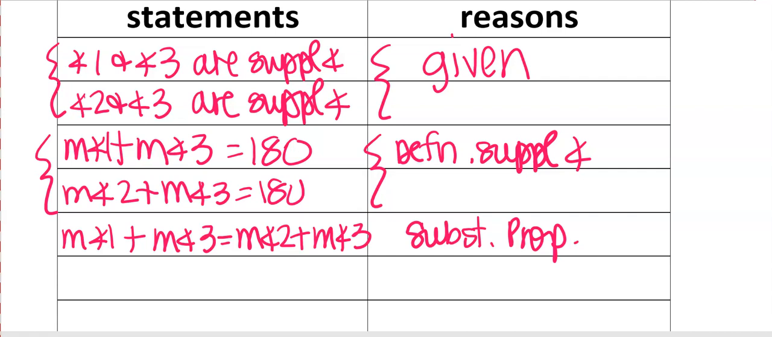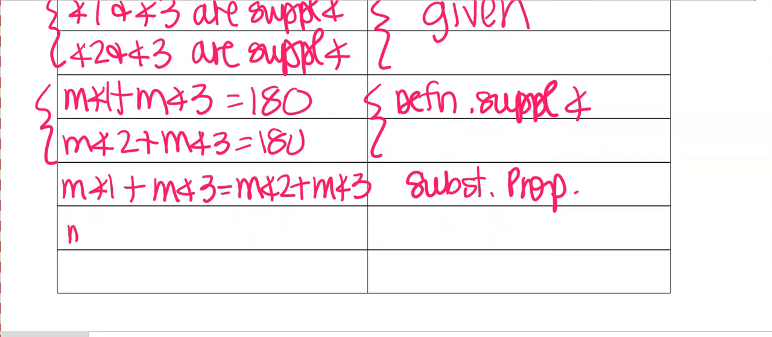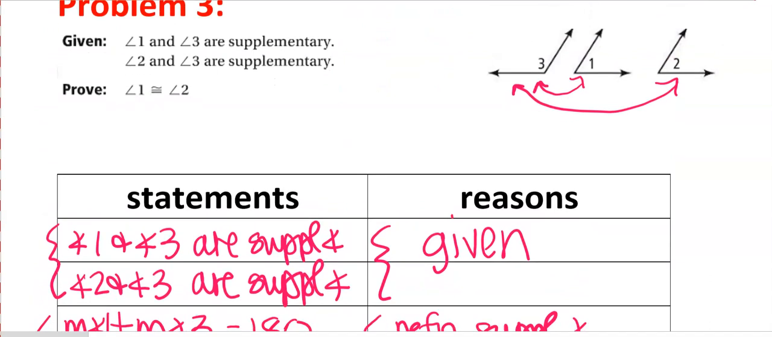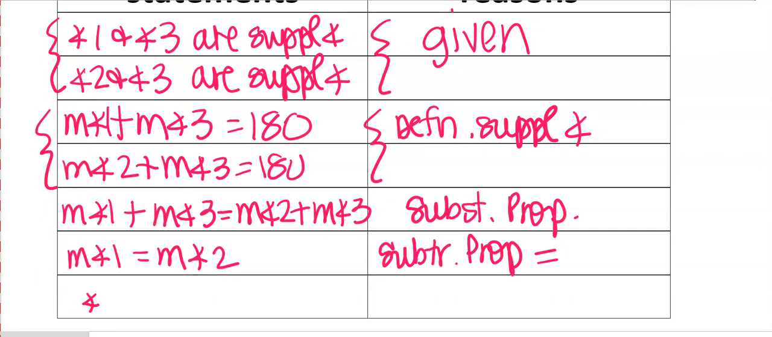This should look familiar as well. Are there 3's on both sides? If there are, we can subtract them out. So measure of angle 1 equals measure of angle 2, subtraction property of equality. And if we look to see what we had, we should have had this written in already. Angle 1 is congruent to angle 2. That's the proof statement. And how do you get rid of the m's and turn an equals into a congruent? Definition of congruent.